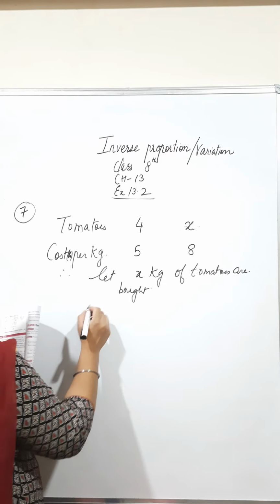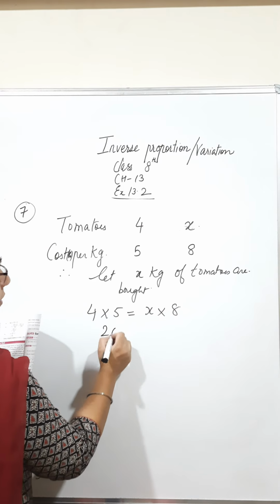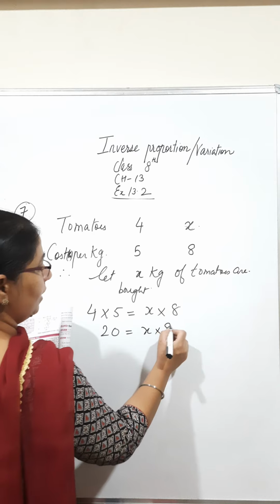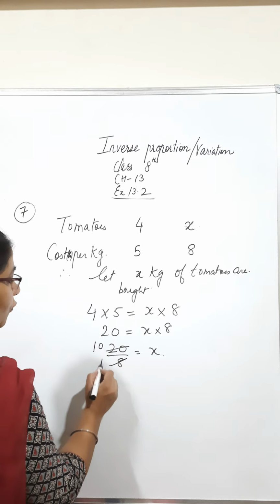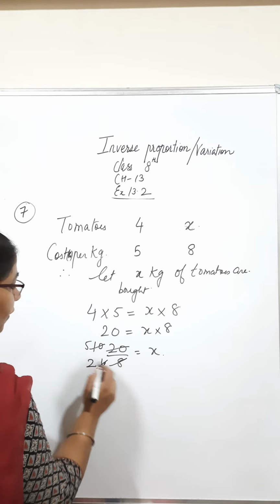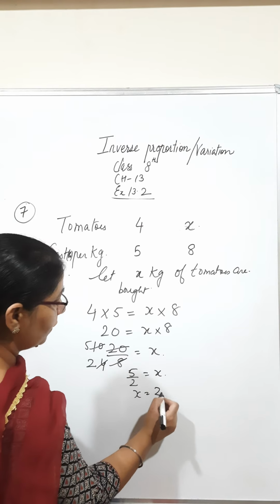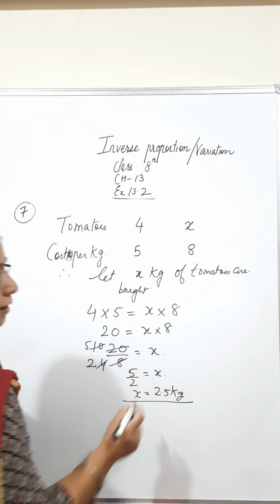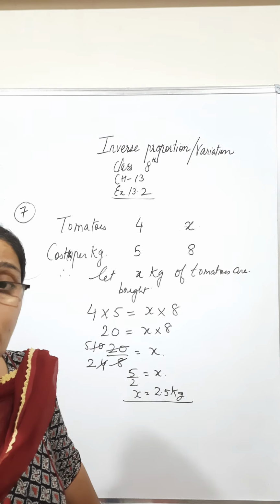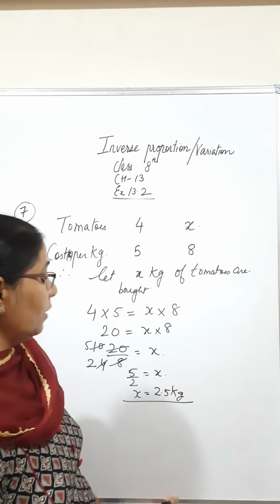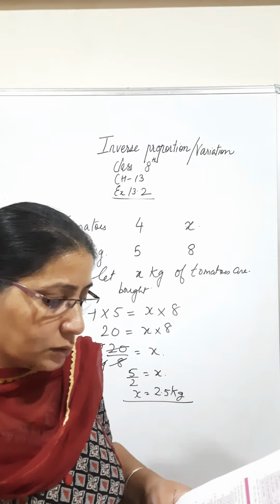So what will happen? 4 multiplied by 5 should be equal to x multiplied by 8. 5 fours is 20, equal to x into 8. 20 divided by 8: 2 tens are 20, 2 fours are 8, 2 fives are 10, 2 twos are 4, so 5 by 2. And 5 by 2 is equal to x, which can be written in decimal form as 2.5. So you can buy only 2.5 kgs. If the cost was 5, you could buy 4 kgs, but if the cost has increased to 8 rupees, then you can buy only 2.5 kgs. In the same way, beta, you can do the next one also.